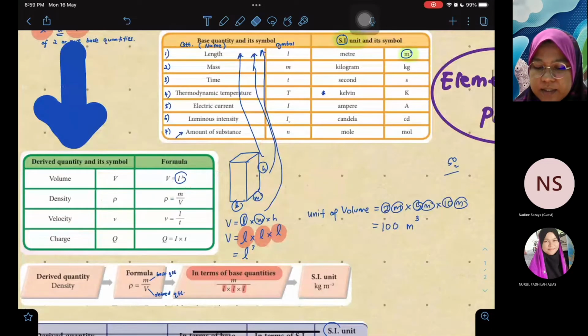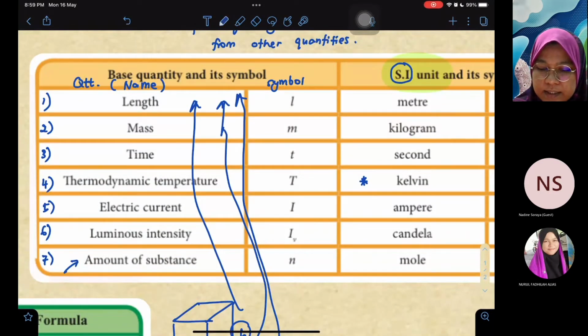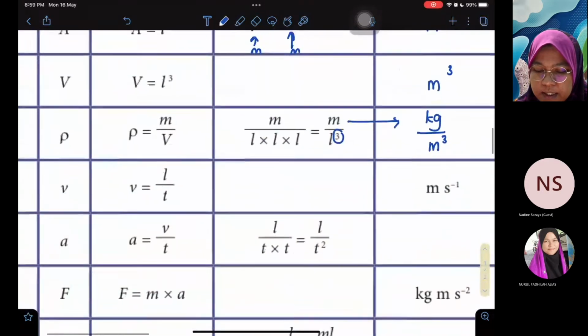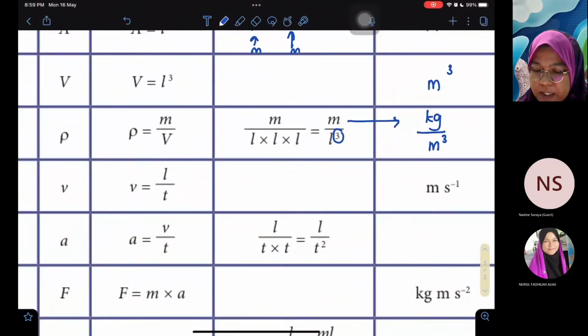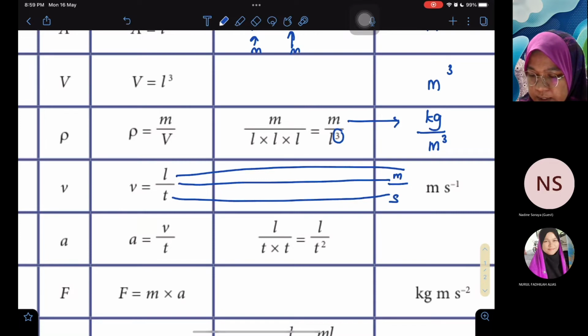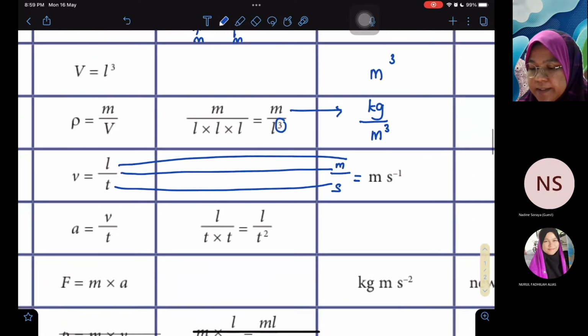Is length a basic quantity? Yes. So, this is length. And this is time. Oh, both of them are basic quantities. So, here it is, length over time. The unit for length is meter. The unit for time is second. This one is divided. So, that's how we get meter per second.